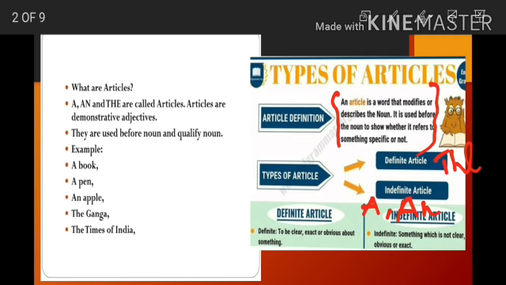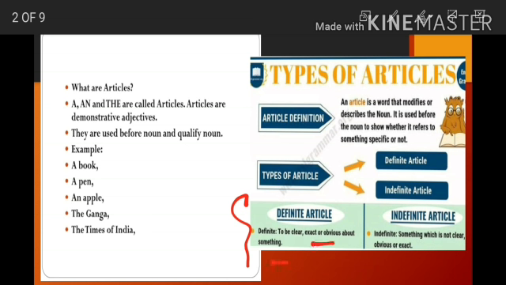Now let us know the difference between definite article and the indefinite article. Definite means to be clear, exact or obvious about something. So definite मतलब ये होता है कि जिसको पढ़ने से कोई स्पेसिफिक चीज़ के बारे में, कोई निश्चित, कोई बहुत ही स्पेसिफिक चीज़ के बारे में हम लोग को पता चलता है. And if through the indefinite article we can understand something which is not very clear, जो कि क्लियर नहीं है कि हम लोग किसके बारे में बात कर रहे हैं.